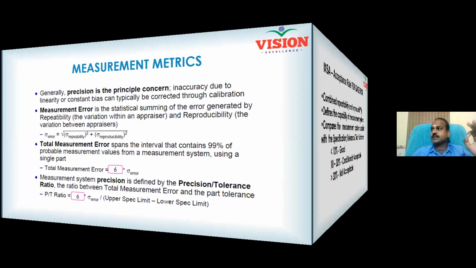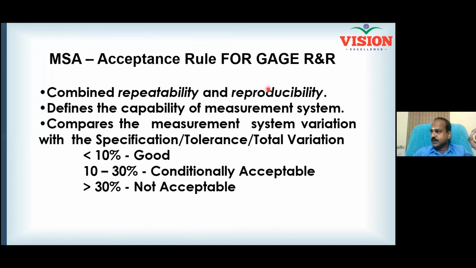And this precision tolerance ratio is specially called gauge R&R, where R&R stands for repeatability and reproducibility. When repeatability error and reproducibility error are summed up and compared with the tolerance, the ratio is called what? Precision tolerance ratio. That is also known as gauge R&R. This is a famous terminology used in industry.